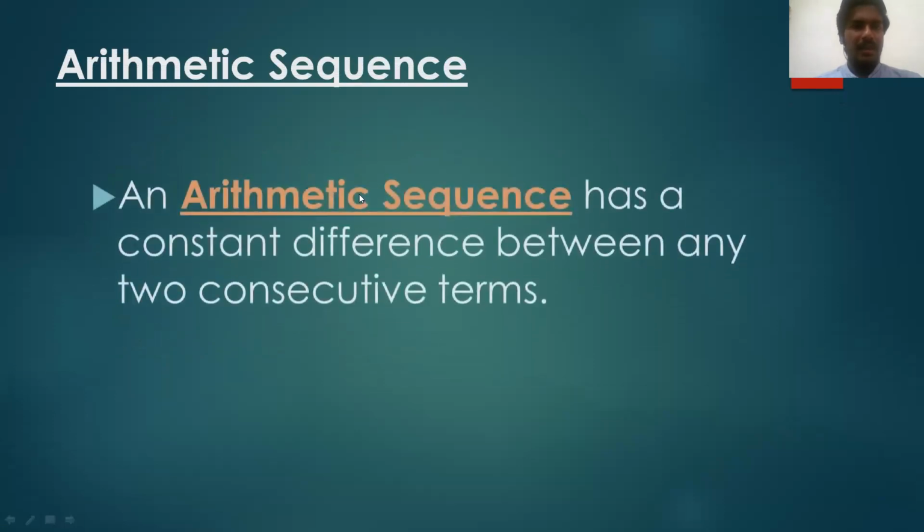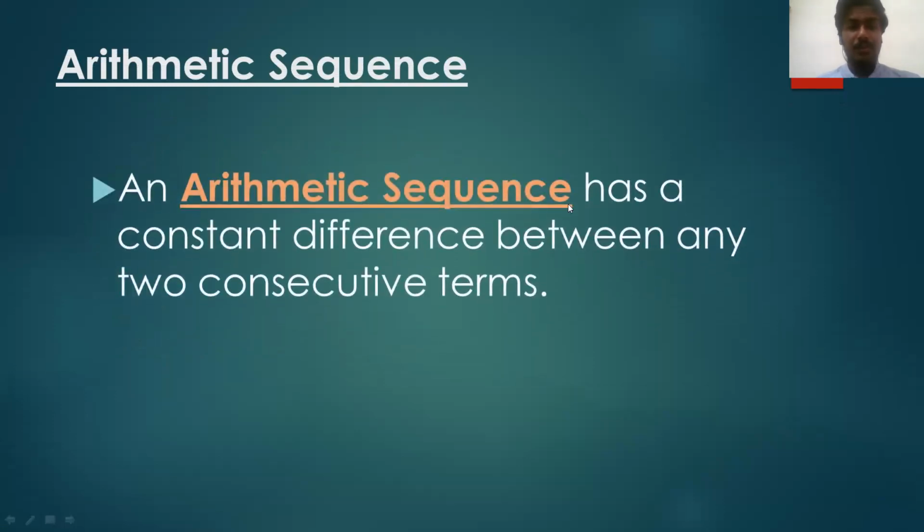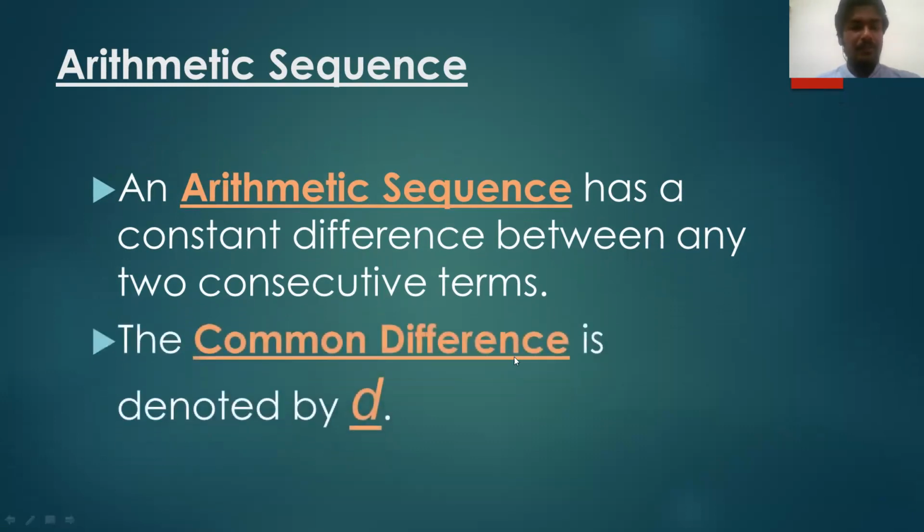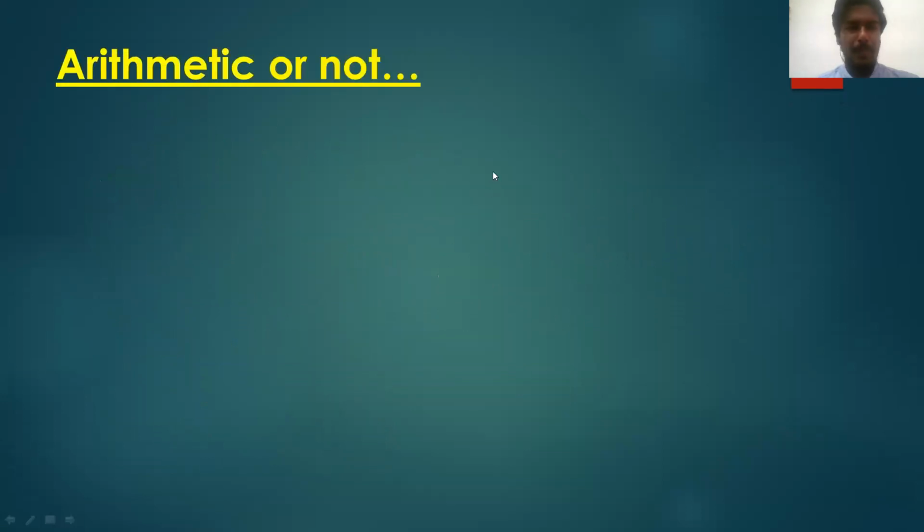Arithmetic sequence. What is an arithmetic sequence? An arithmetic sequence has a constant difference between any two consecutive terms. The common difference is denoted by d. Okay, let us understand this topic using an example.